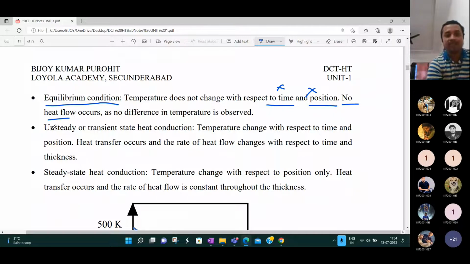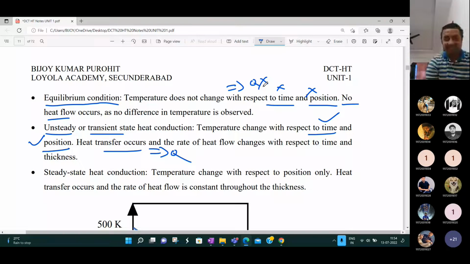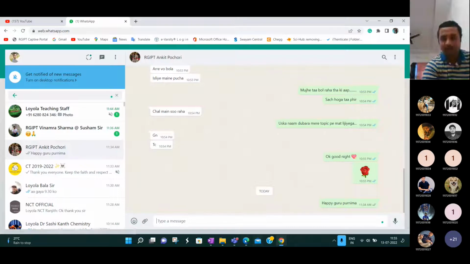Unsteady state or transient state means the temperature changes with respect to time and with respect to position, and there will be heat flow. In this equilibrium case, heat flow will be 0. Then what is steady state? In steady state, the temperature changes with respect to position only.